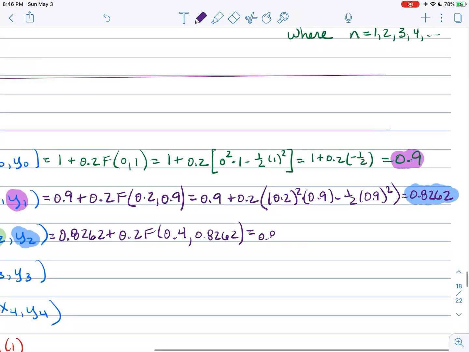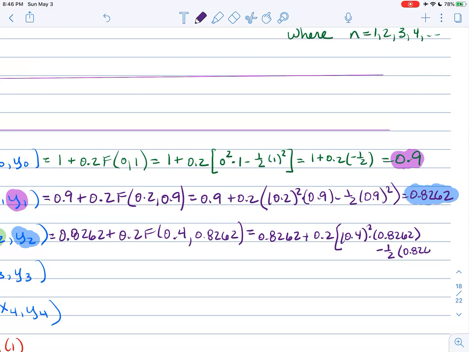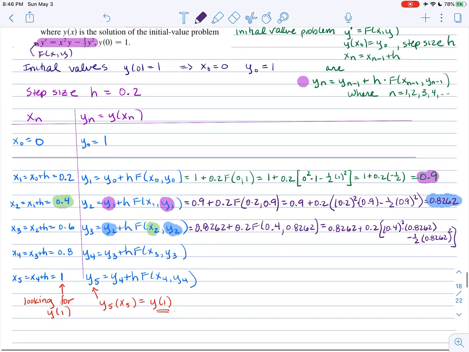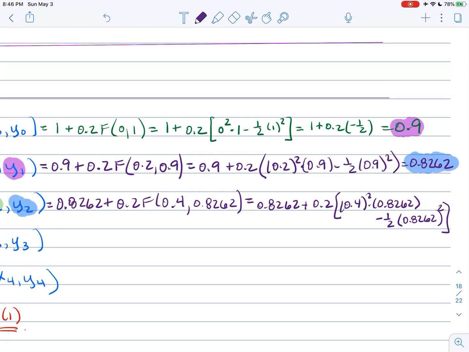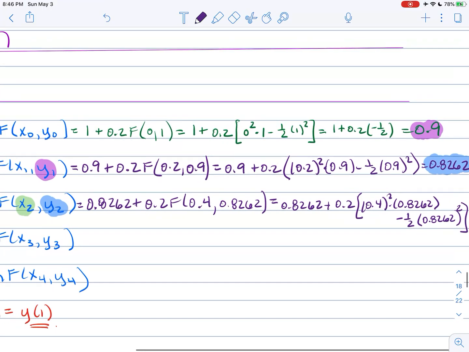And that's going to equal 0.8262 plus 0.2 times, and we're going 0.4 squared times 0.8262 minus 1/2 times 0.8262 squared. And what value do I get there? Do I have enough space? Maybe I will.